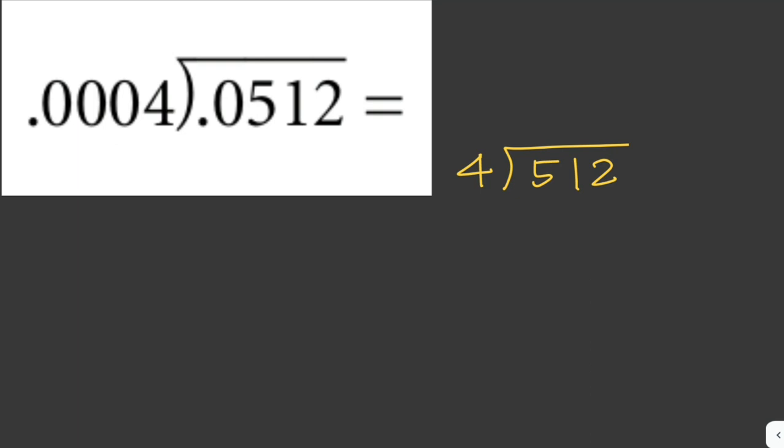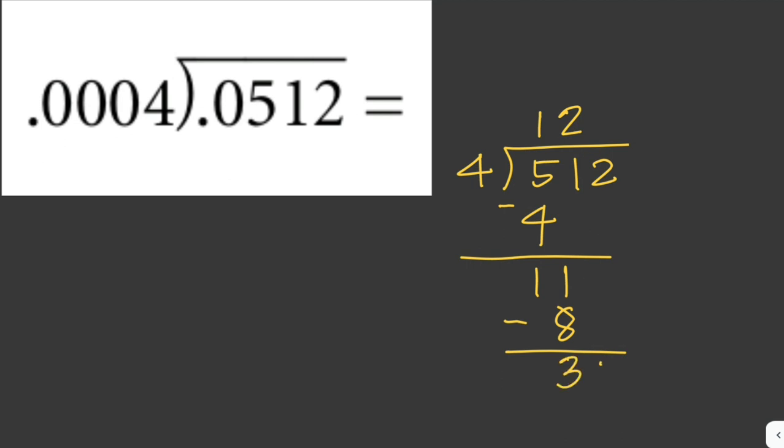Okay, so now we can divide them. So 5 divided by 4 is 1, and 1 times 4 is 4. Okay, 5 minus 4 is 1, then bring down 1, so it'll be 11. 11 divided by 4 is 2. 2 times 4 is 8. 11 minus 8 is 3. Then we bring down 2.